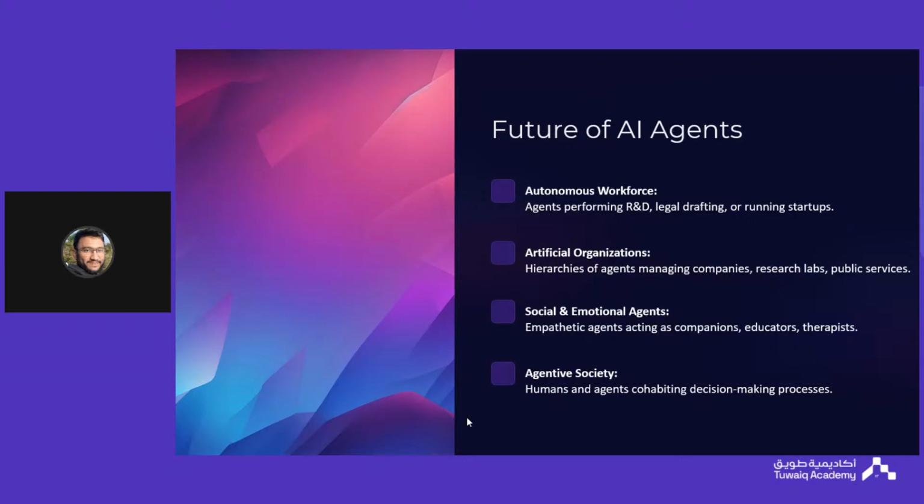Future of the AI agents. What is the future of the AI agents coming to 2030 or 2040? I can say that we will have an autonomous workforce, where agents perform R&D, legal drafting, or run startups. If I want to have a startup after 2030, the first task I need is an agentic AI. There will be more agentic AIs where we can form new kinds of startups.